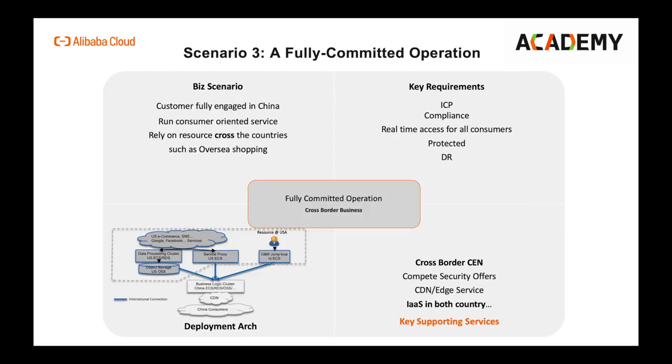Scenario 3, this is a fully committed operation. So this is where you're fully engaged in the Chinese market. You now have a consumer-oriented service that's running on servers in China, but it's still a cross-border business. Some of your internal systems might be hosted outside of China, and your employees in China will need to access those. So now you're looking at CEN, Cloud Enterprise Network, again for your internal network needs, but also you're going to need to have an ICP certificate or license so that you can publish a public web-facing service in China, and you're going to need something like CDN to accelerate that site for users all around the country.